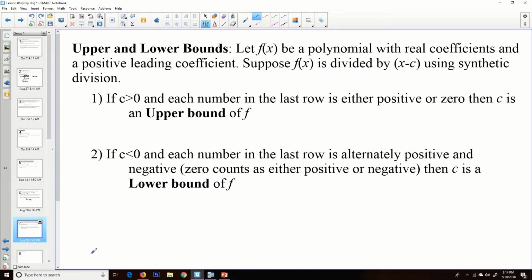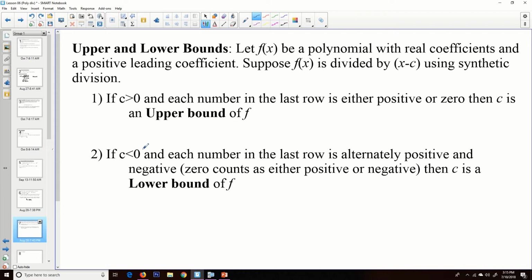Upper and lower bounds: let f of x be a polynomial function with real coefficients, and those real numbers could be fractions, decimals, anything, and a positive leading coefficient. Then suppose f of x is divided by x minus c using synthetic division. If c is greater than 0 and each number in the last row is either positive or 0, then c is an upper bound of f. That means there is no value in that list of p over q that you should even try beyond this c value, because this is the biggest possible one, and all of those would also be upper bounds.